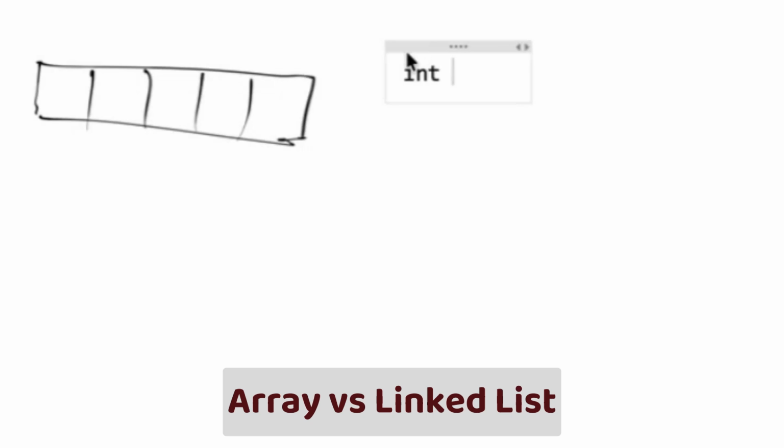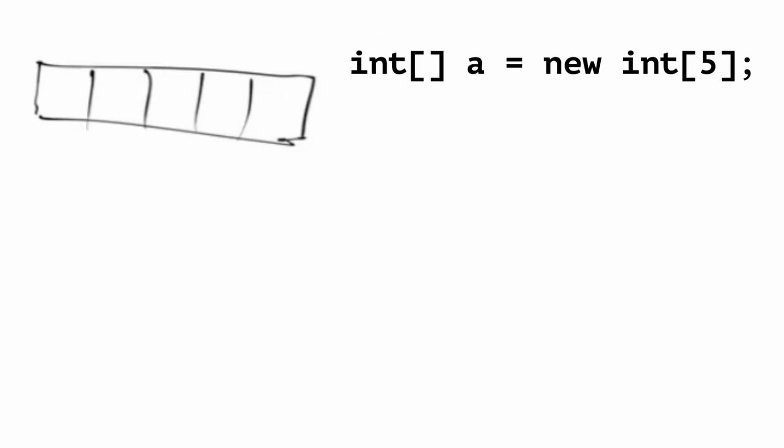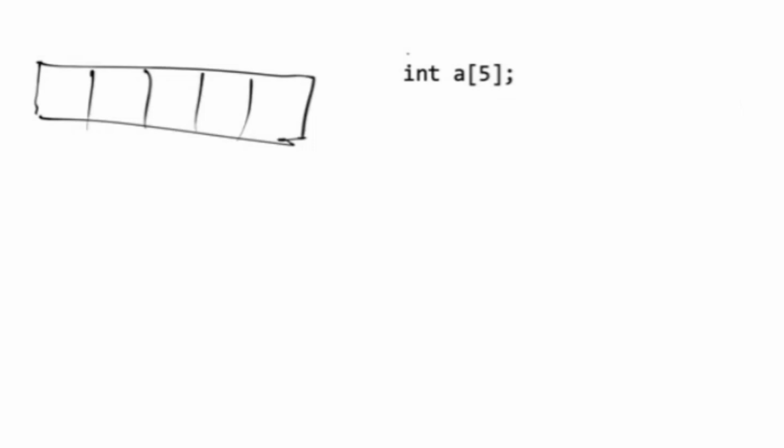So this is an array, and the way we declare an array is int A[5]. A is an array of 5 elements, 5 integers, right? If it is Java, then we will declare it like this: int[] A = new int[5]. But for the time being, let's focus on C language only. This is an array of 5 integers.